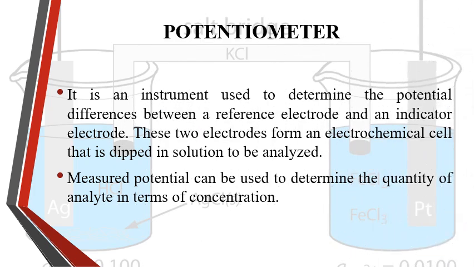A potentiometer is an instrument which can measure the potential developed without drawing any current. In simple form, it consists of two electrical circuits in combination. The measured potential can be used to determine the quantity of analyte in terms of concentration.